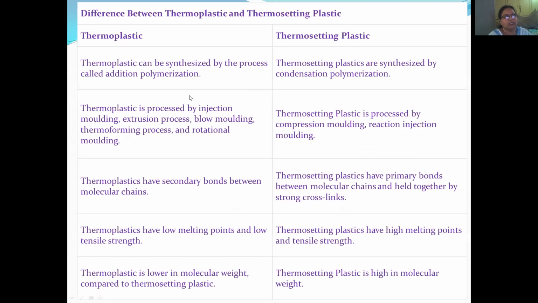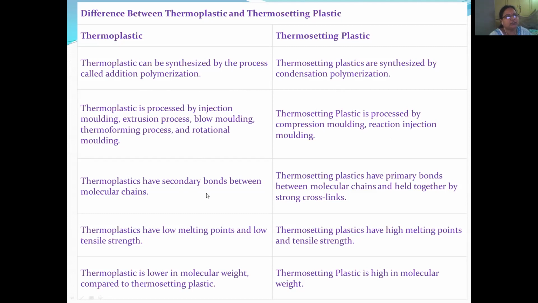Okay. Then coming to the differences between thermoplastics and thermosets. Thermoplastics can be synthesized by the process of addition polymerization, whereas thermosets are formed by condensation polymerization. So that is, the byproduct is condensed. Then thermoplastic is processed by injection molding, extrusion, blow molding, thermoforming processes, etc. Thermosetting plastic is processed by compression molding and reaction injection molding.